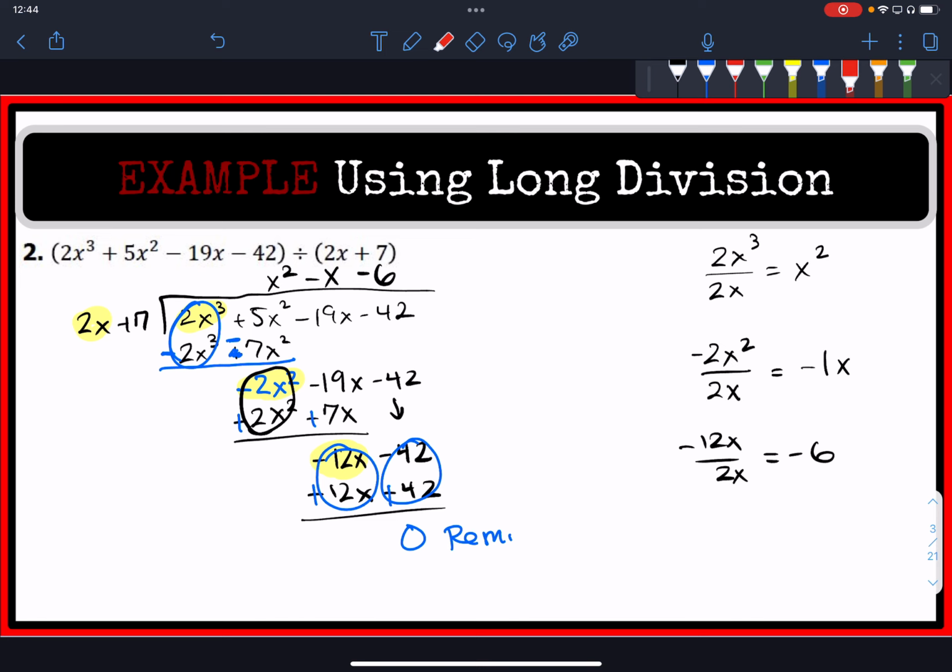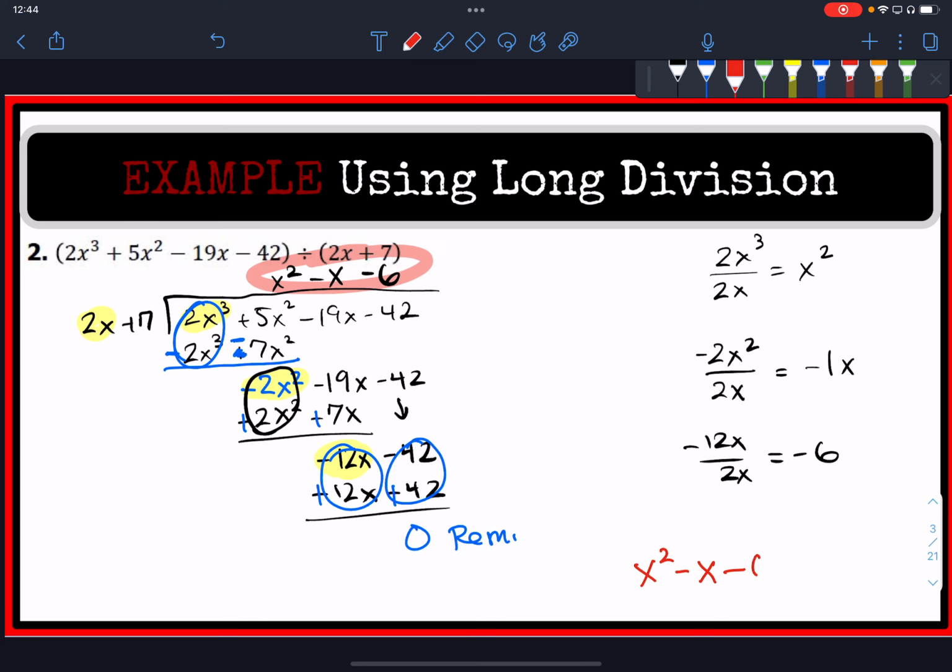So our quotient is here. It's x squared minus x minus 6. There's our answer.